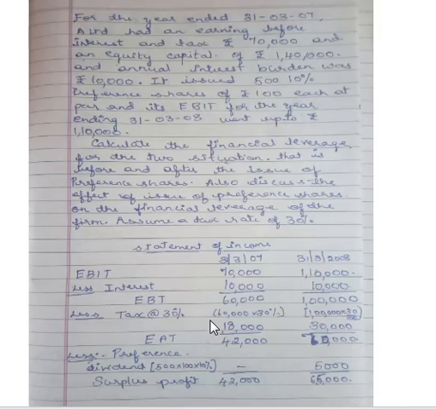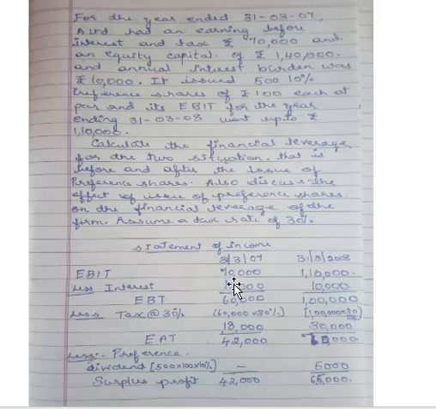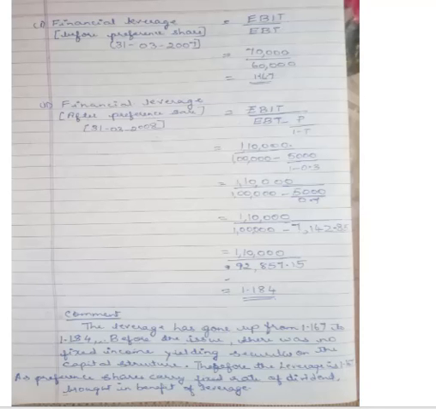Now we have to calculate the financial leverage using a formula. In 2007 there is no preference shares, in 2008 there is preference shares. So see, financial leverage for 2007, that is before preference shares, the formula is EBIT divided by EBT. EBIT is 70,000, EBT is 60,000. So 70 divided by 60, you will get 1.167.